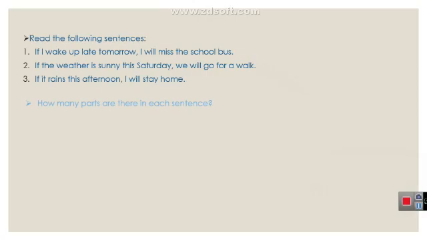How many parts are there in each sentence? There are 2 parts. In sentence 1, part 1 is... and part 2 is... In sentence 2, part 1 is... and part 2 is... In sentence 3, part 1 is... and part 2 is... The first part of each sentence begins with if.